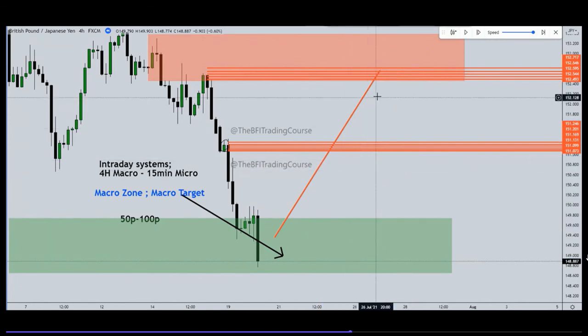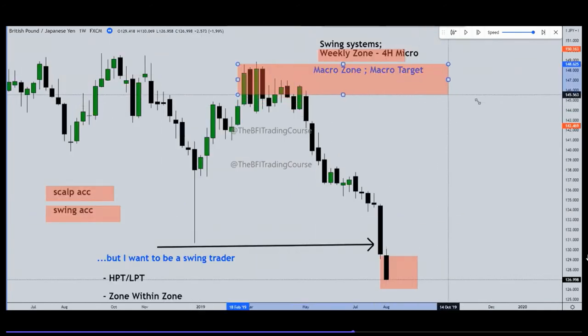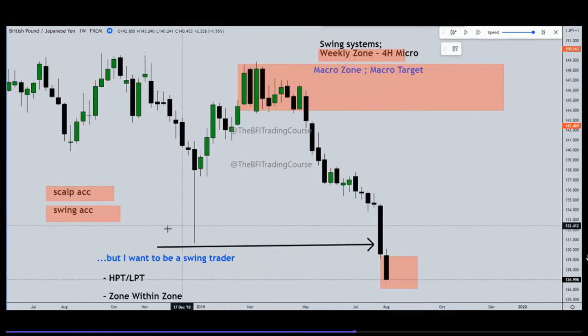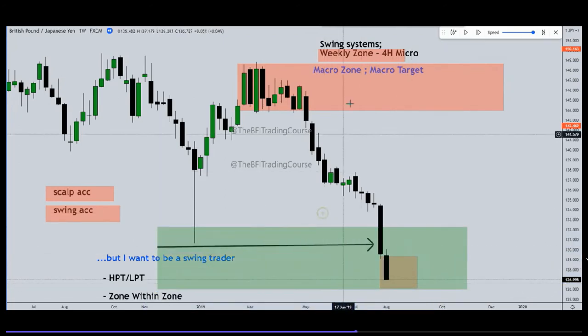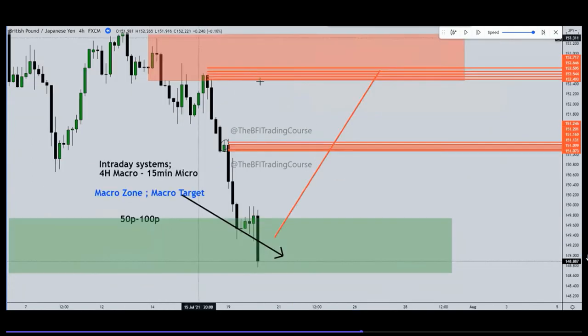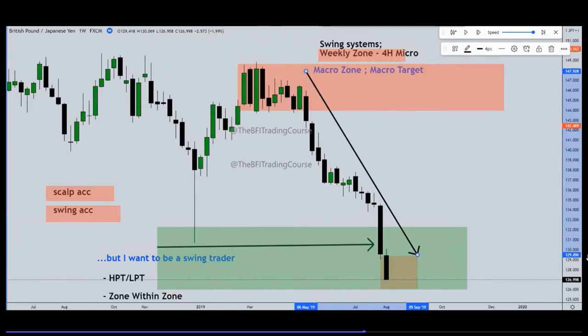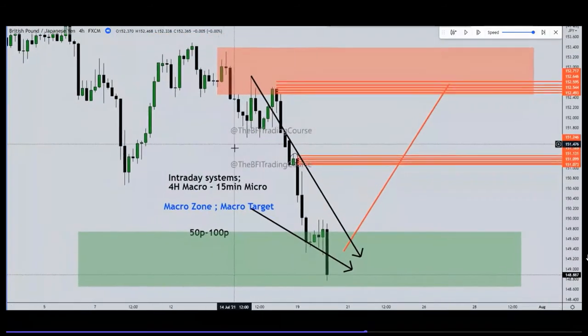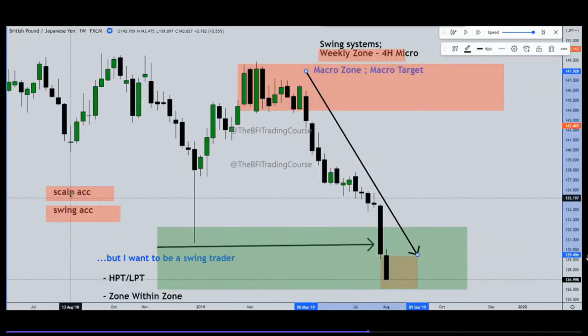Okay, and the same thing you want to think about if it's a weekly zone to a weekly target, and what's the difference? A wider stop for a 4 hour entry, and the target, it'll just take longer. Notice how, although they look similar, you could treat them the same and start scalping, maybe some intraday stuff.